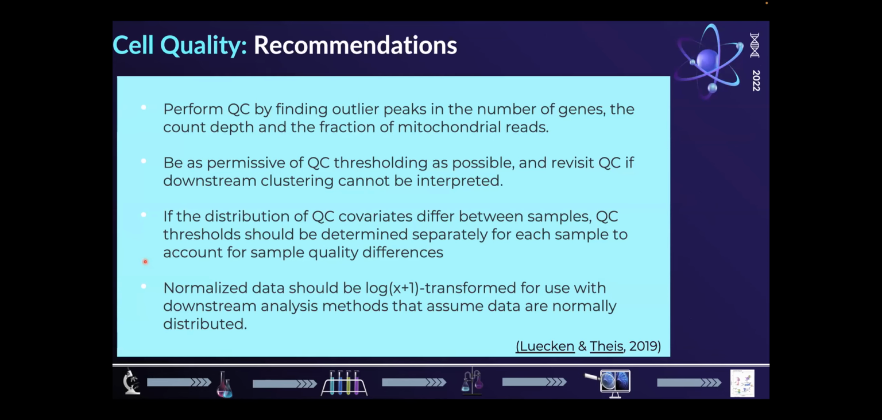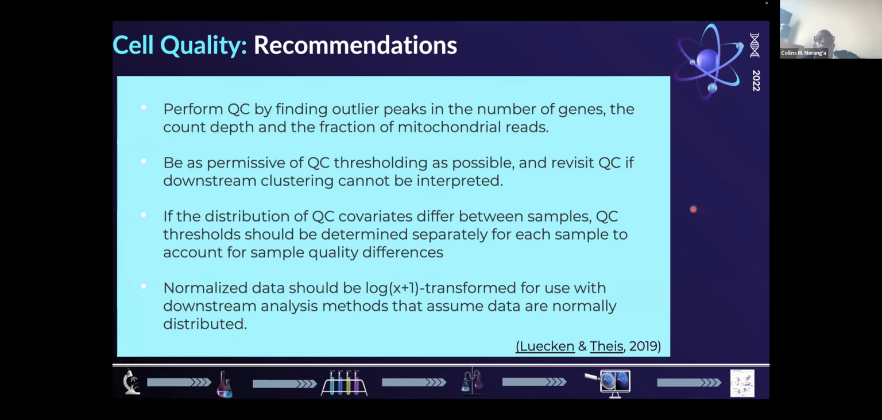So some of the recommendations that have been made is that you should perform quality control by finding outlier peaks in the number of genes, the count depth, and the fraction of mitochondrial genes. So that's something that you should do. And you should also be as permissive as possible with QC thresholding.